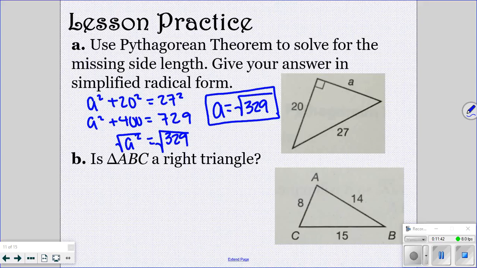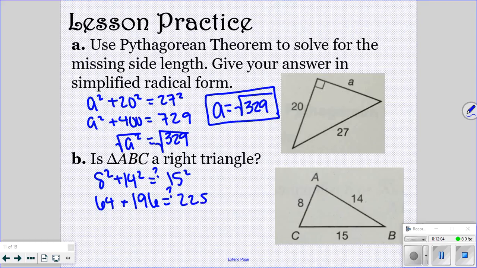For this next one, we want to figure out if it's a right triangle. So do these two sides equal? So 8 squared is 64. 14 squared is 196. And does that equal 225? So if you add those together, you get 260. Does that equal 225? No. So it's not a right triangle.